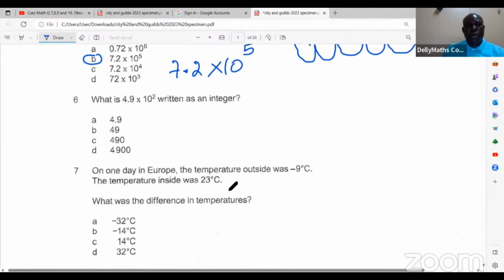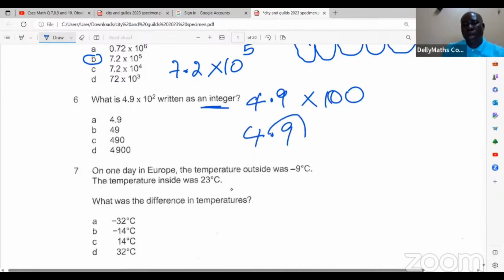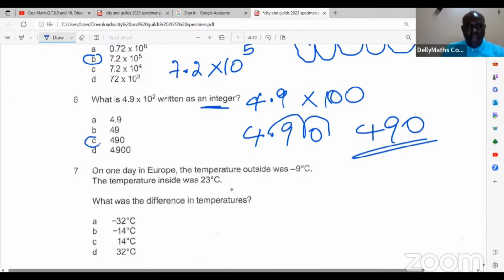Next question. What is 4.9 times 10 squared as an integer? So basically, 10 squared becomes 100. And so we're moving the decimal point 2 places to the right, 1, 2. So we're going to have 490 as our final answer right there.